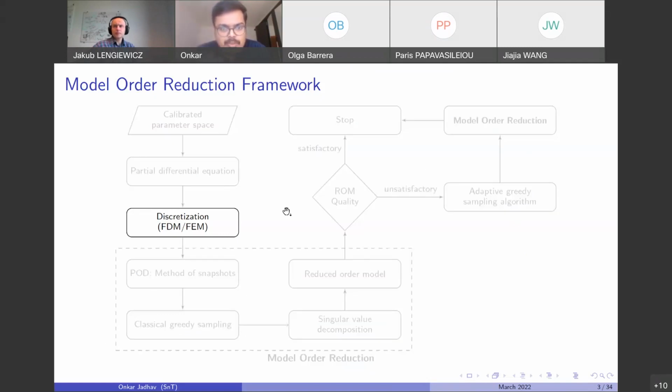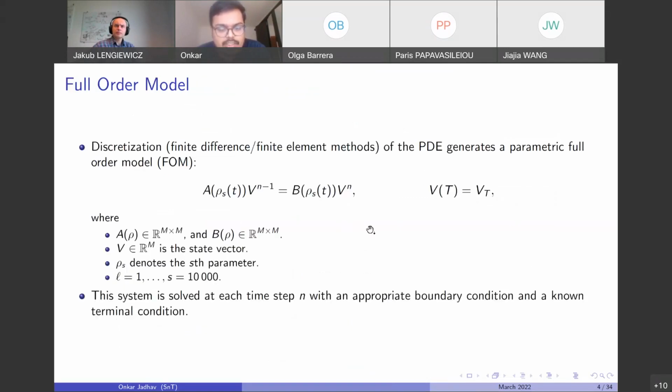Now, let me explain this model order reduction framework in a bit more detail. So let's first start with the discretization. Consider that a discretization of our PDE generates a parametric full order model, that is, this linear system of equations, which we have to solve at each time step with an appropriate boundary condition and a known terminal condition. Here you can see that these matrices A and B are parameter-dependent matrices of order M, where rho is the parameter, and we have to solve this full order model for, let's say, in the case of finance, 10,000 parameters. And this is obviously computationally costly.